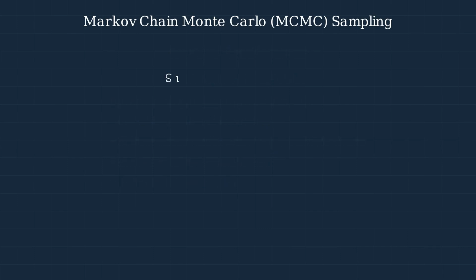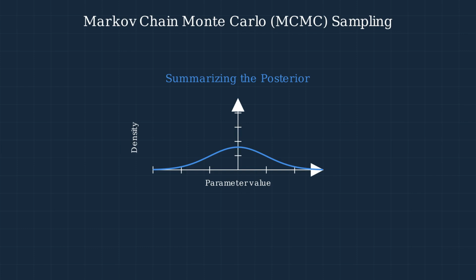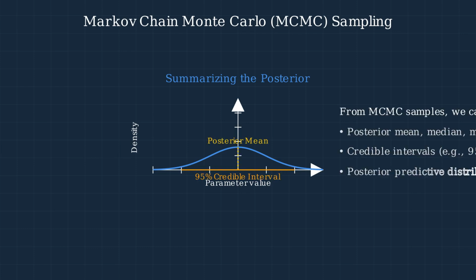Once we have collected sufficient MCMC samples, we can summarize the posterior distribution in various ways. Typically, we compute point estimates, like the posterior mean, as well as interval estimates, such as the 95% credible interval.